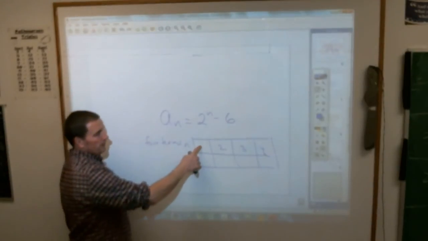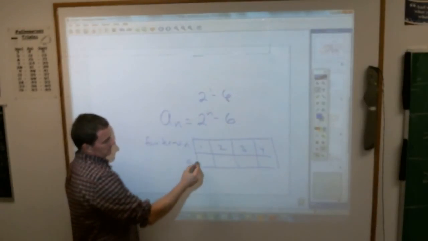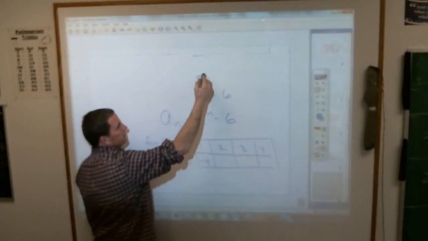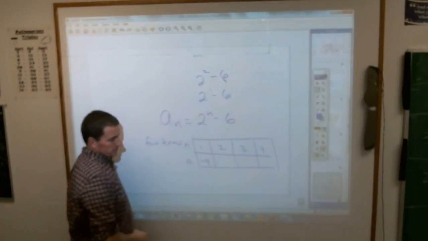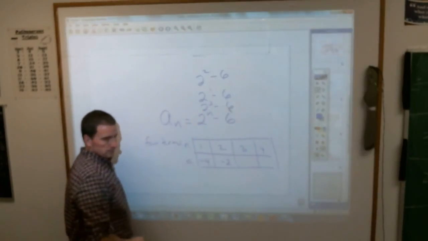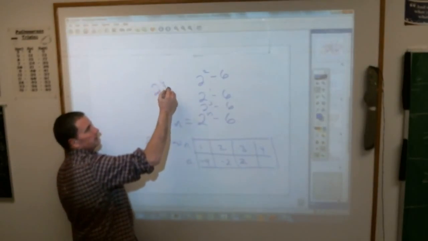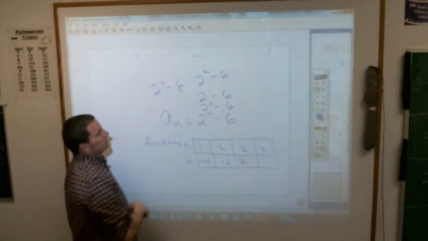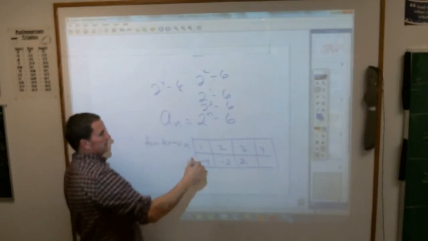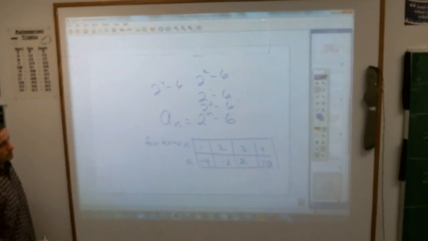You put the number 1 in for n, so 2 to the first power minus 6 is negative 4. 2 to the second power minus 6 is negative 2. 2 to the third power minus 6: 2 times 2 times 2 is 8, minus 6 is 2. And 2 to the fourth power minus 6 is, what's that, 2, 4, 8, 16 minus 6. 2 times 2 is 4, times 2 is 8, times 2 is 16, minus 6 is 10.